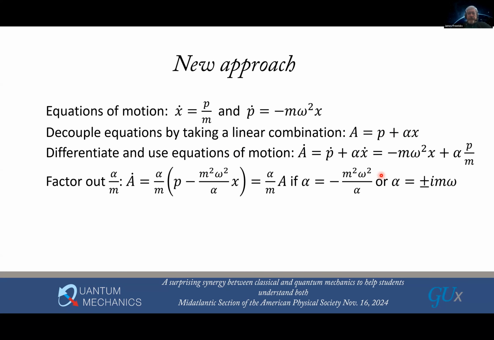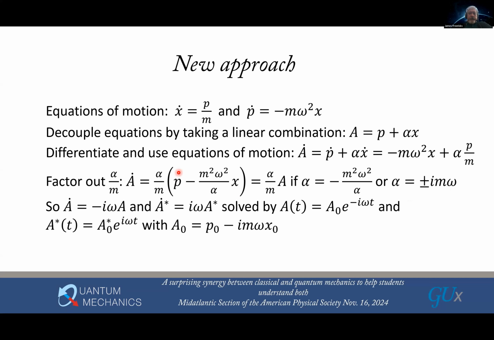That's pretty simple to do. I just have alpha equals minus m squared omega squared over alpha, where when you solve that, you find alpha is plus or minus i m omega. For the A object, we're going to be taking the minus i m omega, and then there'll be a similar one that we call A star, which is the complex conjugate of it, that will work with the plus i m omega.